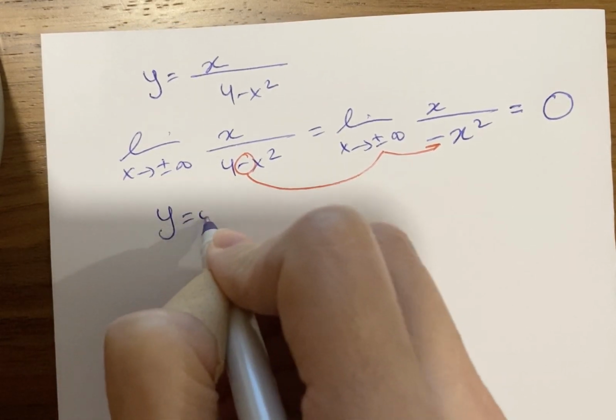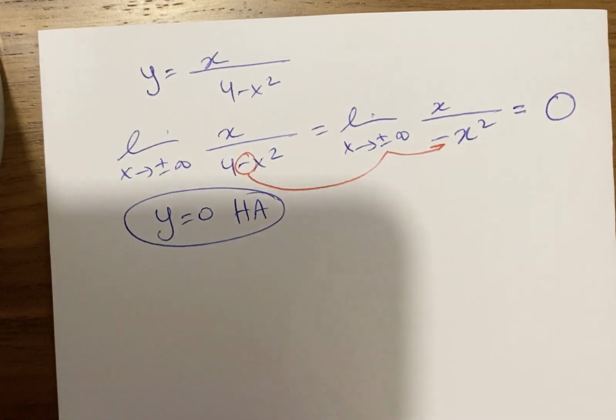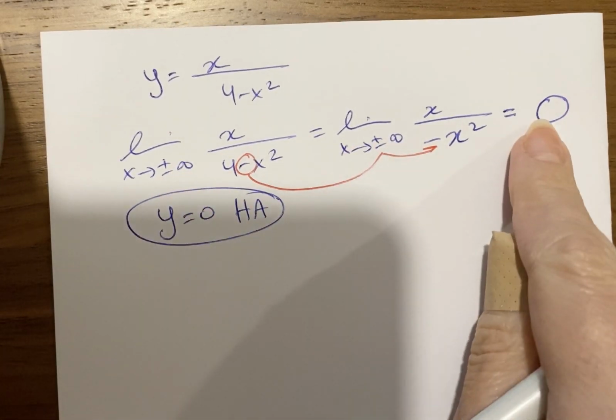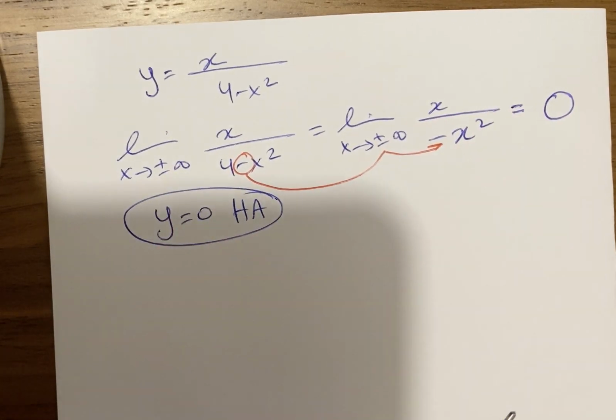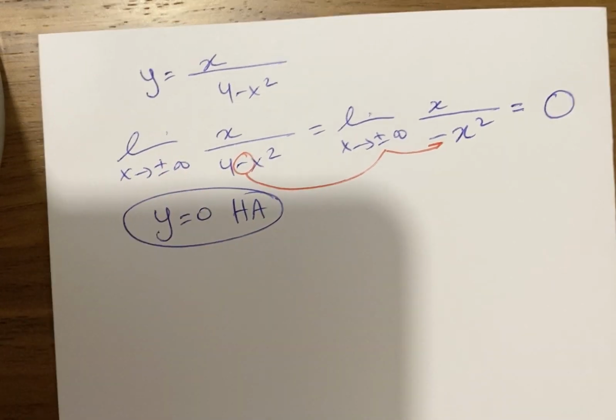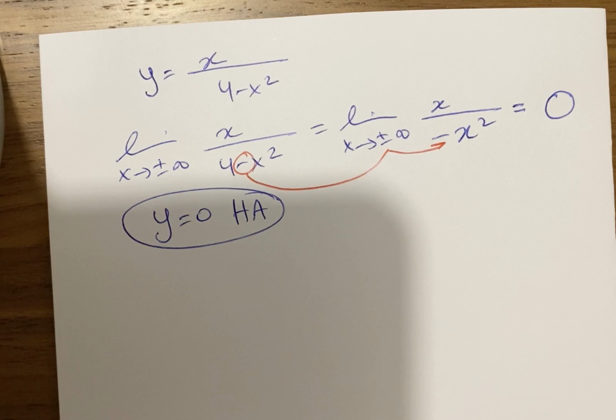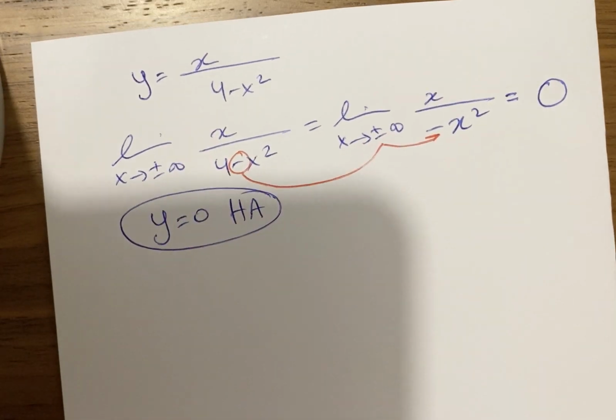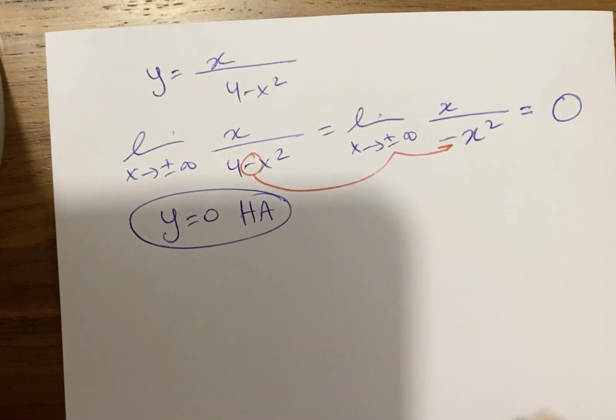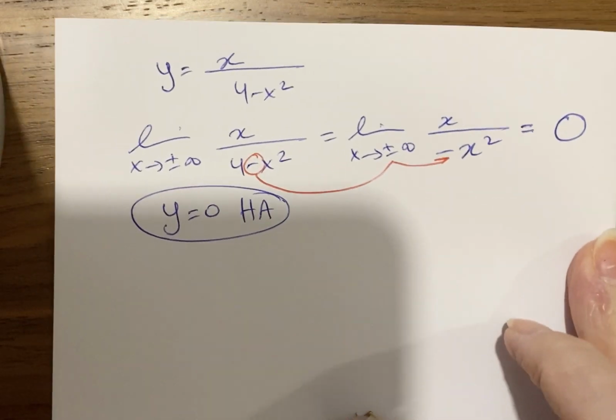This means y equals 0 is a horizontal asymptote from both sides, because when it's 0, it doesn't matter whether it's plus or minus infinity. The only case where it matters whether it's plus or minus infinity is the case where we don't have a horizontal asymptote, because when we do have a horizontal asymptote, either it's a over b, so it's not affected by this, or it's 0, so again it's not affected by this.